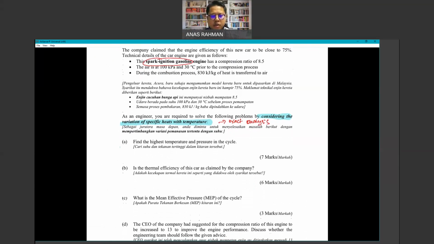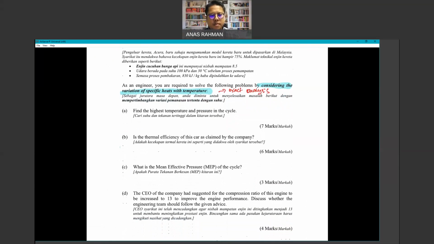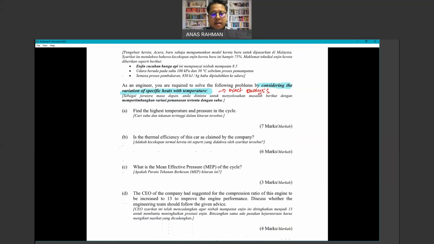So you are supposed to solve the following problems. A, find the highest temperature and pressure. B, find the thermal efficiency. Basically, if you look at the question, is the thermal efficiency of this car as claimed by the company? To answer this question, you need to find the thermal efficiency based on the given information.